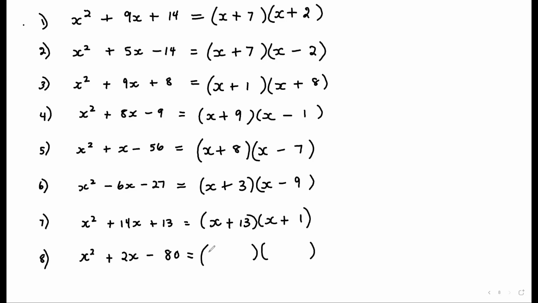And the last one, c is negative. And once c is negative, I expect a positive and a negative factor. So 80, we need to get 2, so that will be 10 times 8, because 10 times -8 will give me -80, and 10 take away 8 will give me +2.